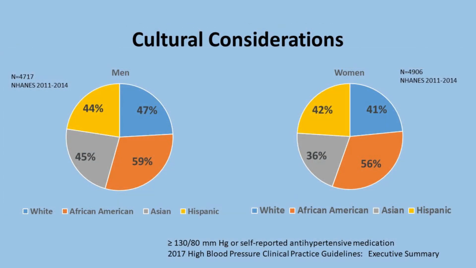Overall, 1 in 3 adults have hypertension. Men are more susceptible to hypertension. After age 65, women are more likely to develop high blood pressure. African Americans are more at risk for hypertension.